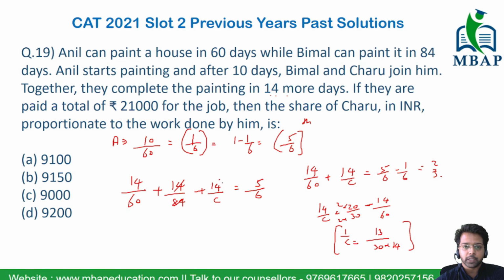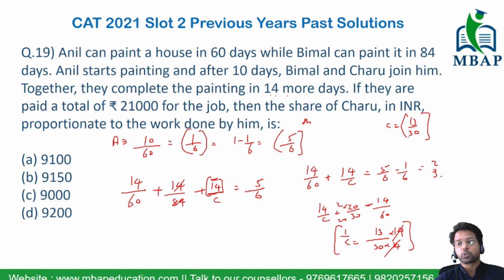But the total number of days for which C will be remunerated is equivalent to the number of days he has worked. So the number of days for which he can work is basically 14 days. So 1 day work is 13 upon 30 into 14. 14 days work will be 14, 14 gets cancelled. So C's proportion of work will be 13 upon 30.